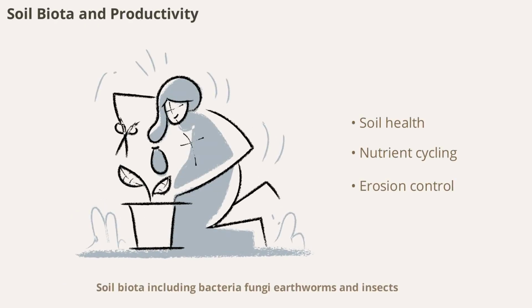Soil biota, including bacteria, fungi, earthworms, and insects, play essential roles in maintaining soil health and productivity. These organisms decompose organic matter, fix nitrogen, and improve soil structure. High soil biodiversity supports nutrient cycling, water retention, and resistance to erosion, all of which are vital for sustainable agriculture and forestry.